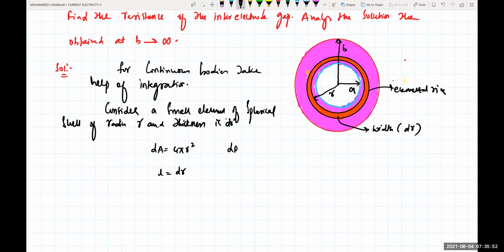So if I'm writing the resistance, dR is equal to rho L divided by A. That is equal to rho into dl, which is nothing but dr, divided by area, which is 4 pi r squared. So R will be equal to rho divided by 4 pi, integral of r to the power of -2 dr, with limits from a to b.